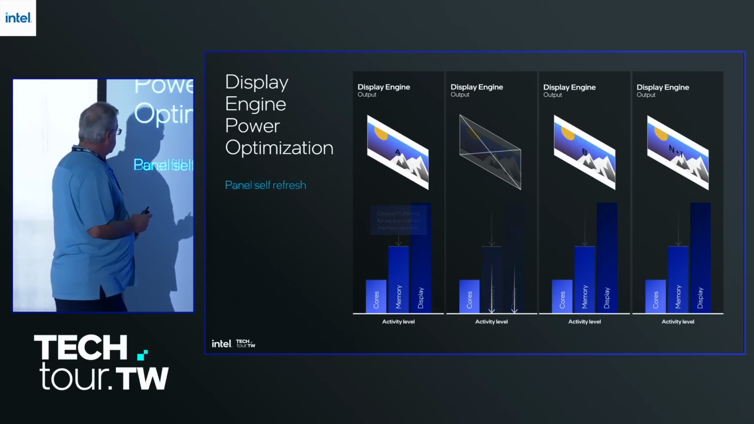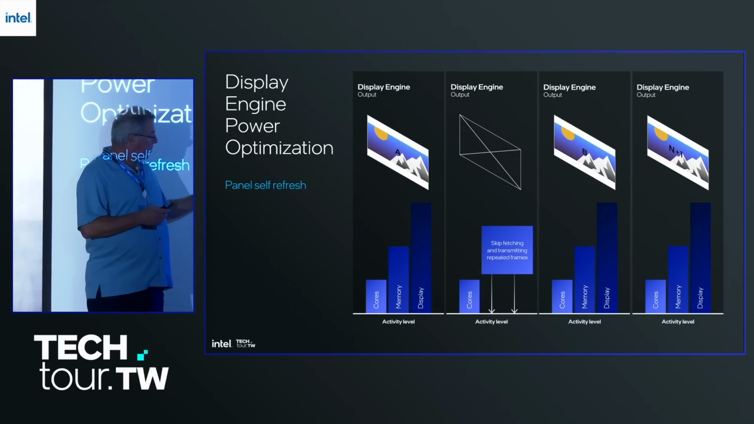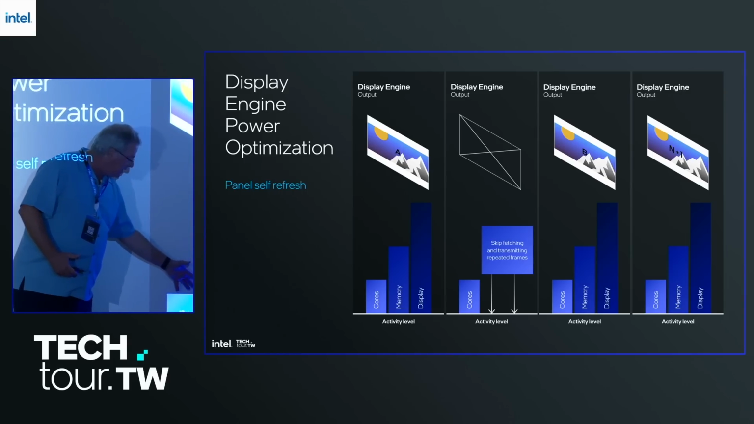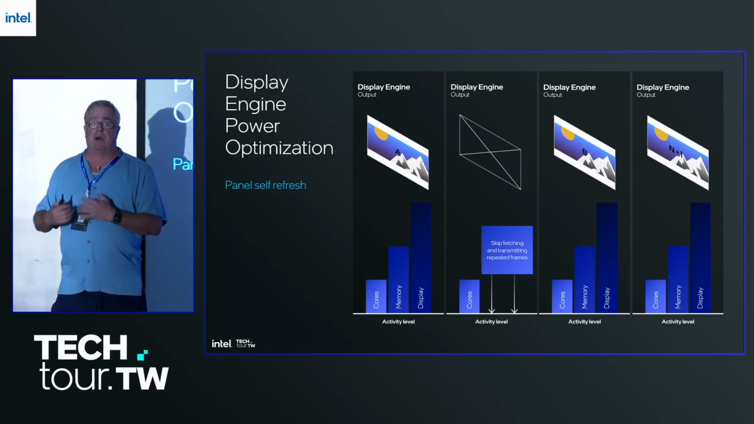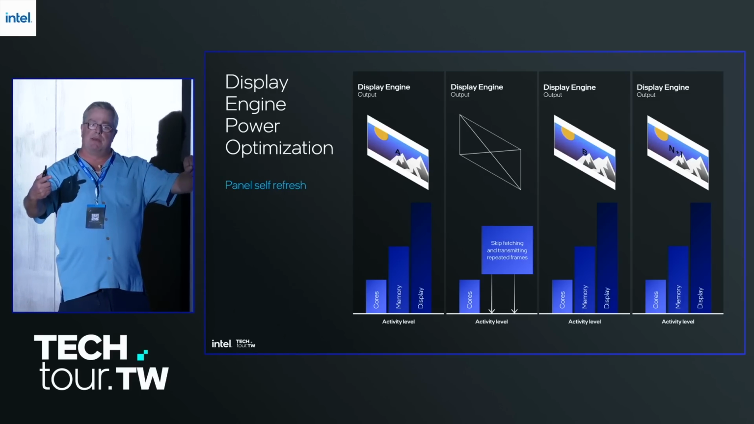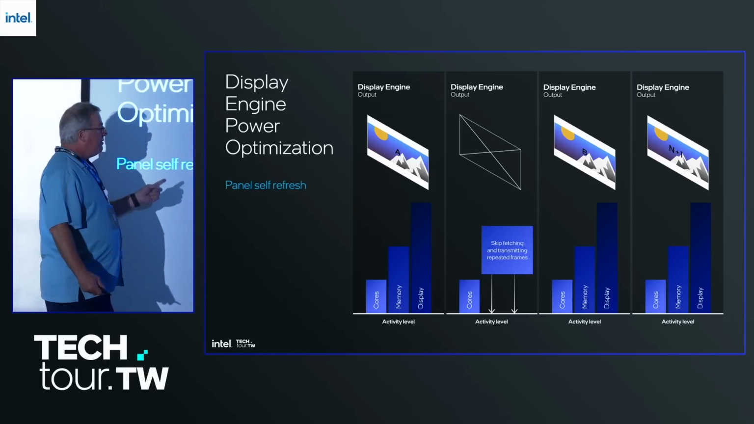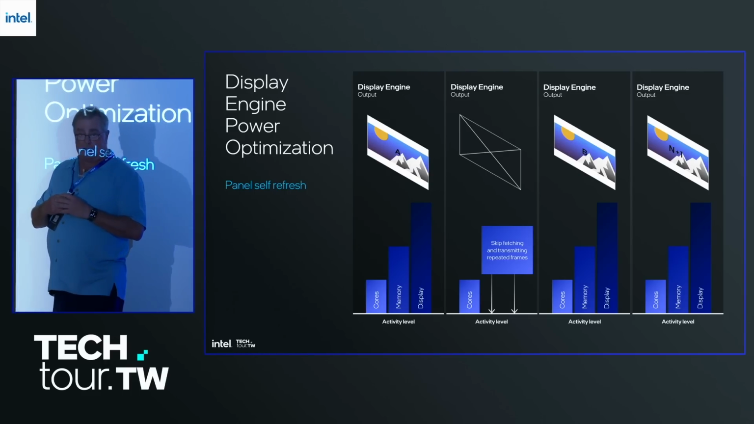The next innovation was panel self-refresh. What we're doing here is we're capturing the data, we're sending it over to the panel, and then we ask them to implement a buffer inside the panel to record that image so that if the next frame doesn't change, then on the next refresh, we'll just refresh the panel itself without retransmitting the data.